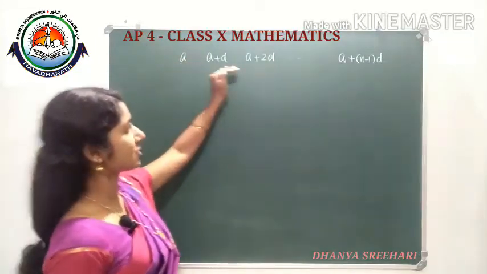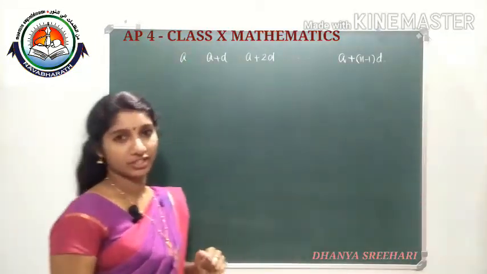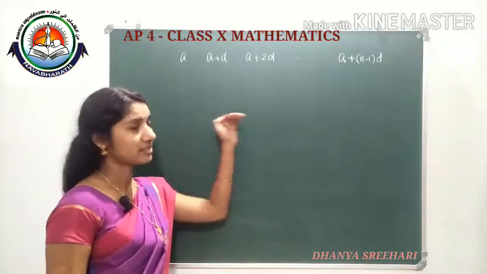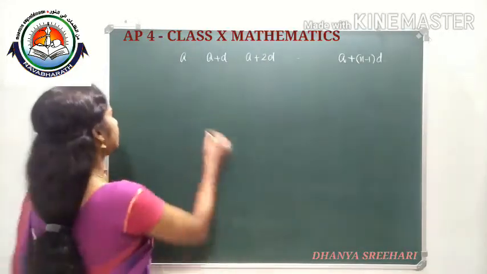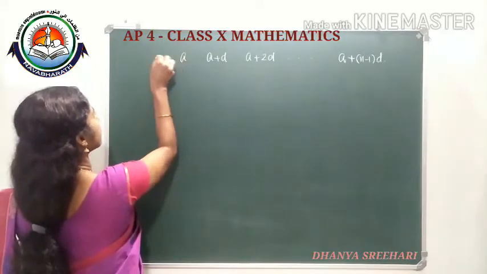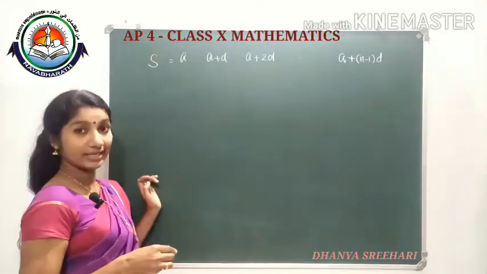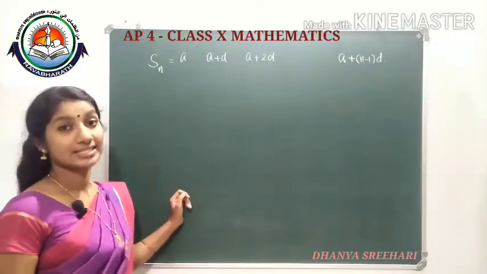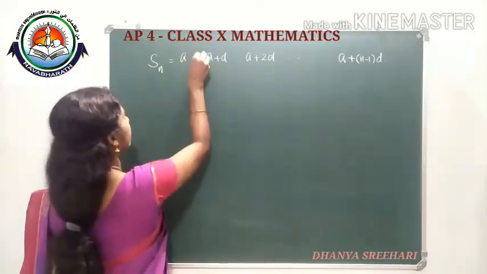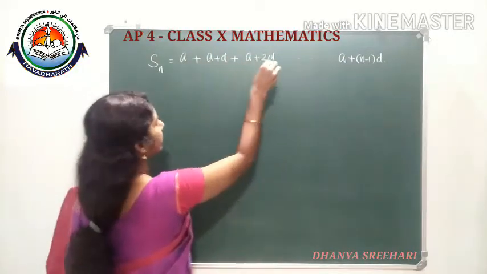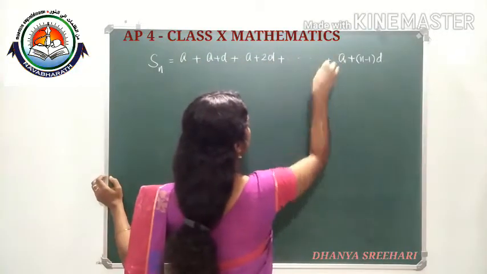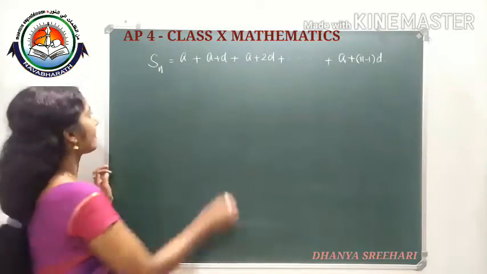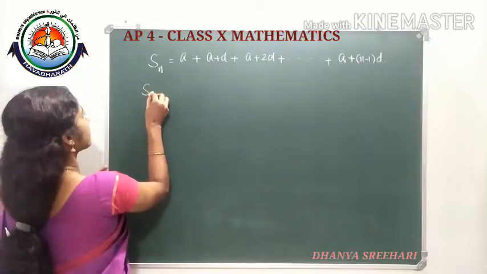And see, these are the first n terms of an arithmetic progression. We need to add all these terms. For that, we are finding the sum, and shortly we can write S. How many terms? n terms. So we are writing Sn equal to a, the first term, plus second term plus third term plus etc., plus the last nth term.